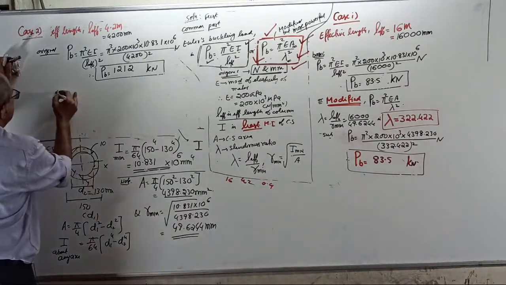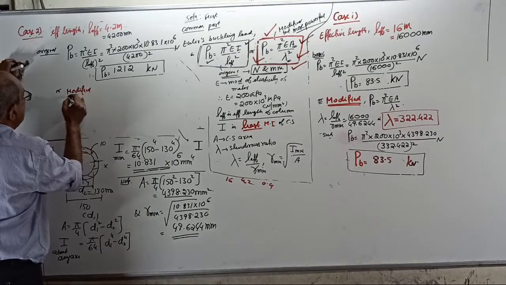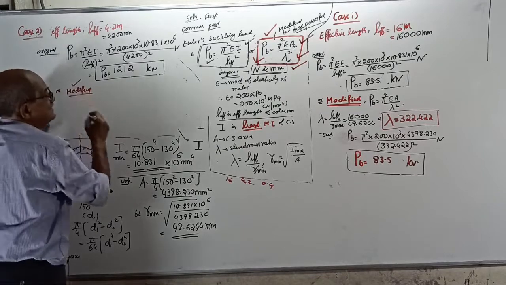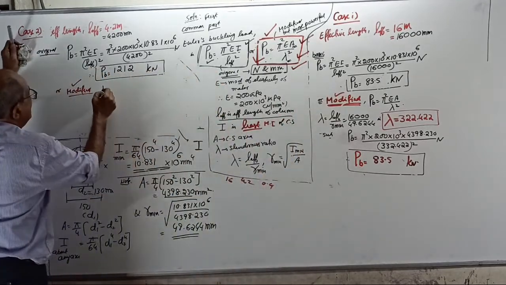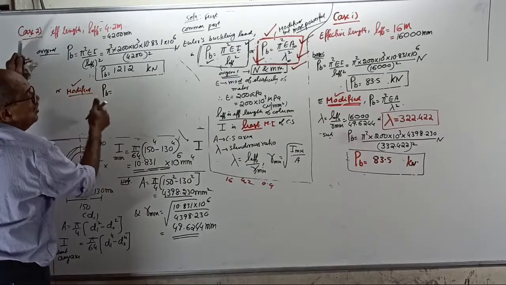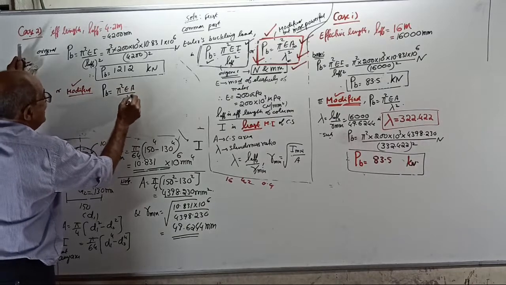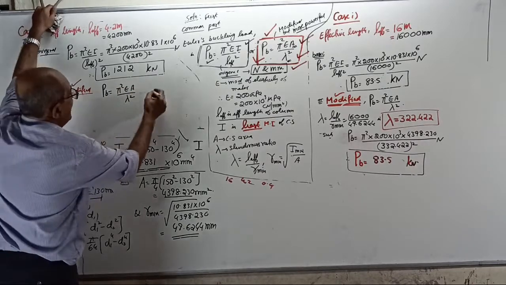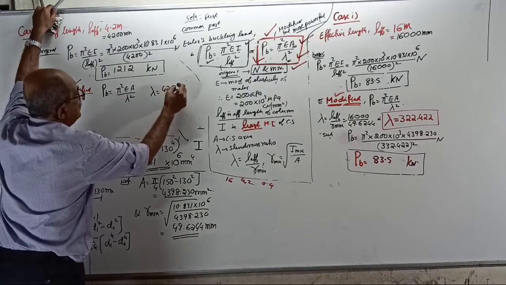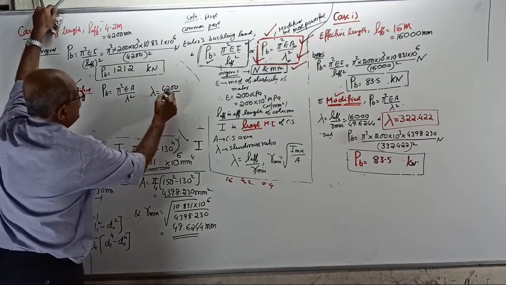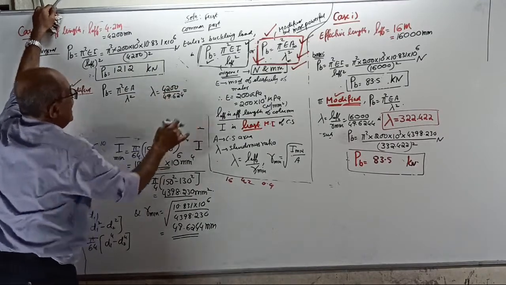Or if you use the modified version, the real practical one, see, modified is real practical knowledge, then your buckling load PB equals pi square EA by lambda square. So now you require lambda. Lambda equals L effective 4200 divided by r, 49.624. What is the lambda? Tell me.